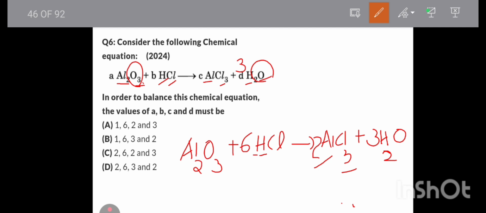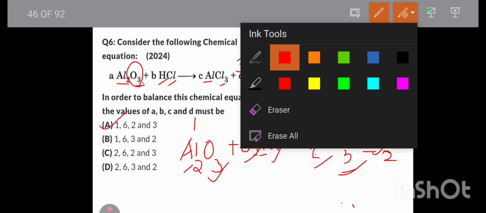2 aluminum you will get. Here 2 aluminum is there. Then you just see here 2 into 3, that is 6Cl is here. Here also 6Cl is here. Then 3 into 2, 6 hydrogen is here. Here also 6 hydrogen is here. This 3 is common for oxygen. 3 oxygen is here. Here also 3 oxygen. So the correct value of A, B, C and D is 1, 6, 2 and 3. Option A, 1, 6, 2 and 3 is the correct option.